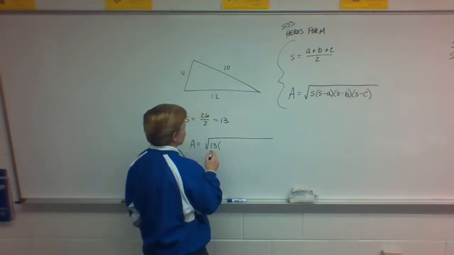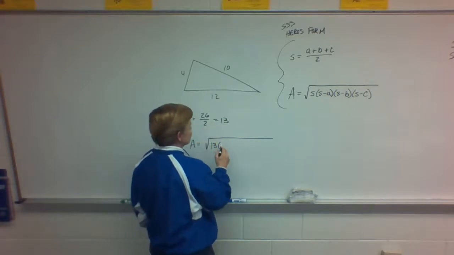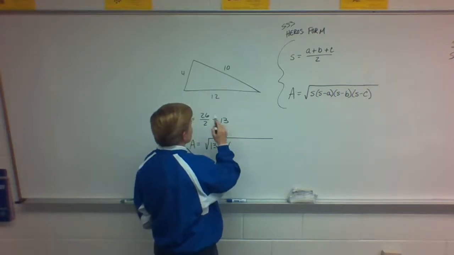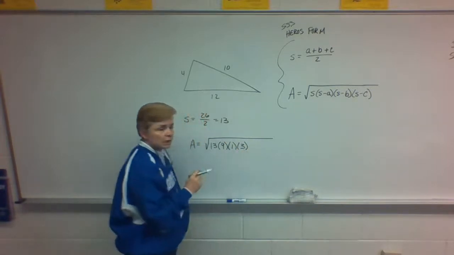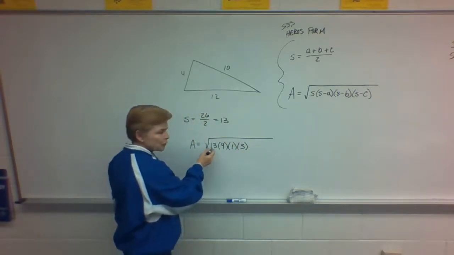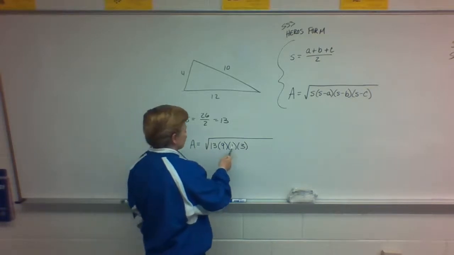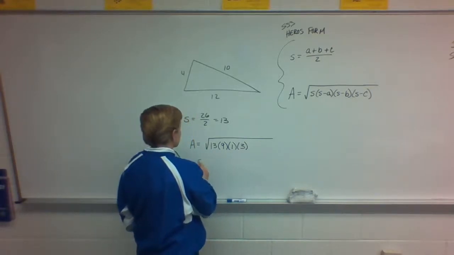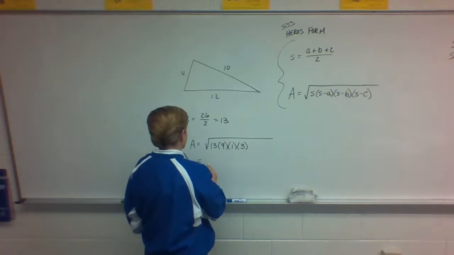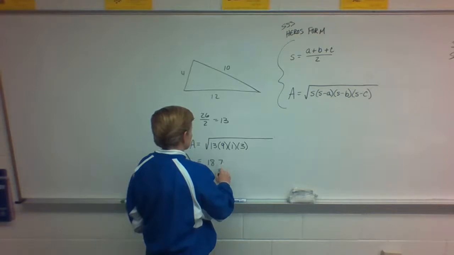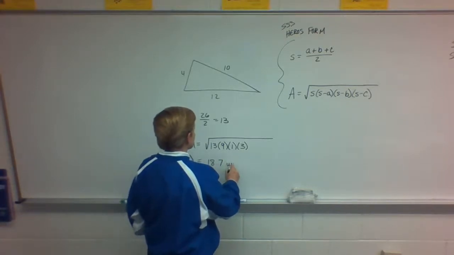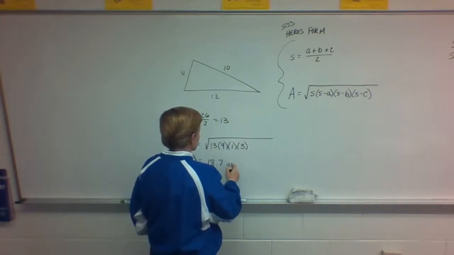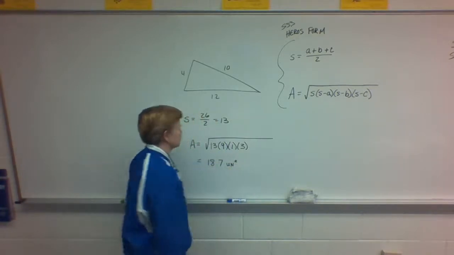13 minus 4 is 9. 13 minus 12 is 1. 13 minus 10 is 3. So you've got to take 13 minus each of those. I also have to use the 13. So I've got 9 times 3 times 1 times 13, which is 351, and the square root of that is about 18.7. To the nearest tenth is okay. And this will be in units squared, whatever you measure it in, meters or feet or whatever.